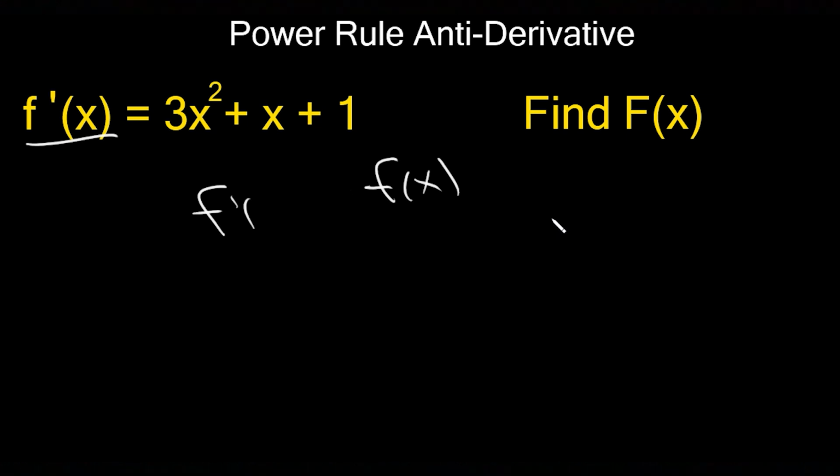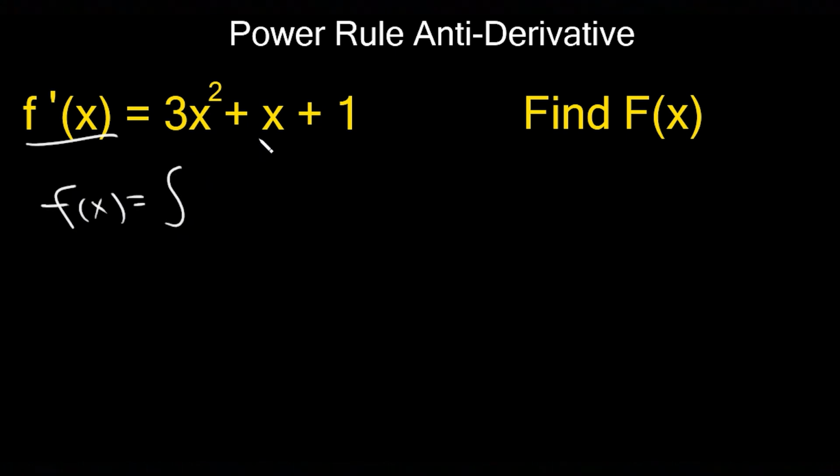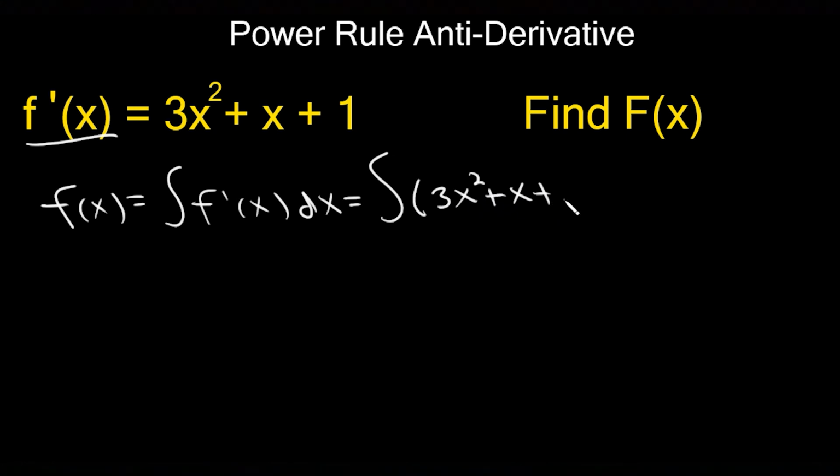Let's go ahead and get rid of all this here. So my first step, I have to find f of x. So I'm going to say here, f of x is equal to the indefinite integral of f prime of x. So f prime of x and then dx, which will be equal to the indefinite integral. Now we'll go ahead and substitute in. F prime of x is going to be 3x squared plus x plus 1 and then dx. And then we can go ahead and apply our power rule here. We're going to get the following.